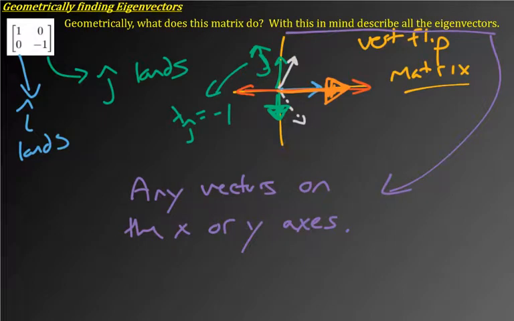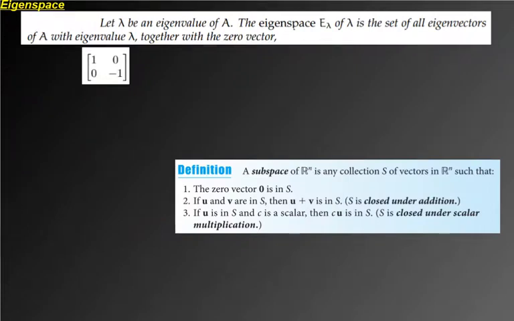All right. And then I want to talk about the eigenspaces of this matrix. Formally, this is the definition of an eigenspace. If you have an eigenvalue lambda for some matrix A, then the eigenspace, which again is specific to an eigenvalue, we denote E sub lambda. It's the set of all eigenvectors of A with eigenvalue lambda together with the 0 vector. Okay.